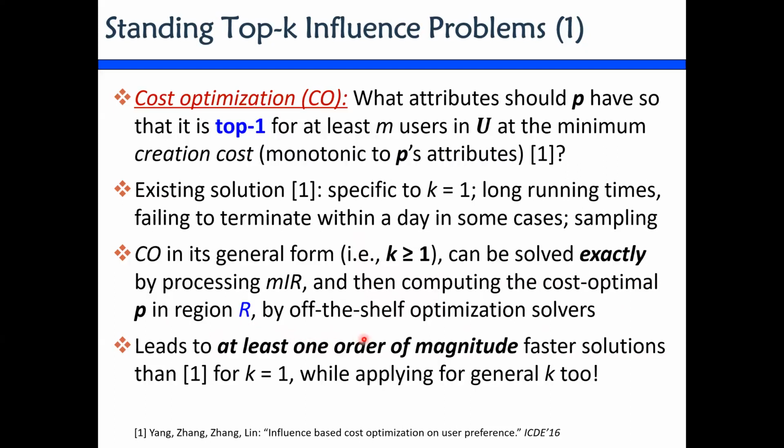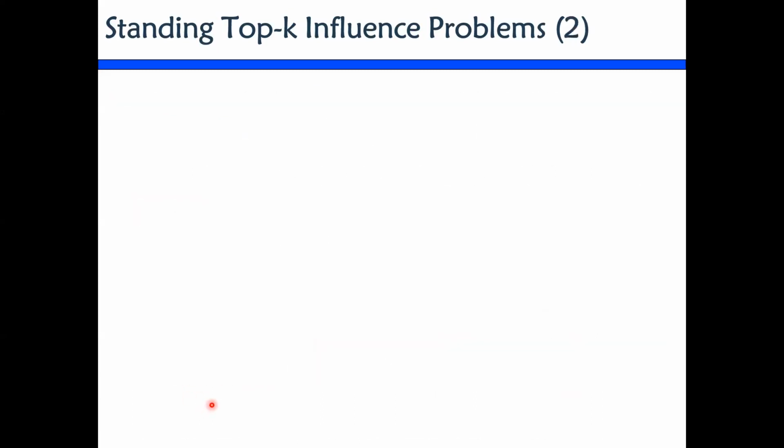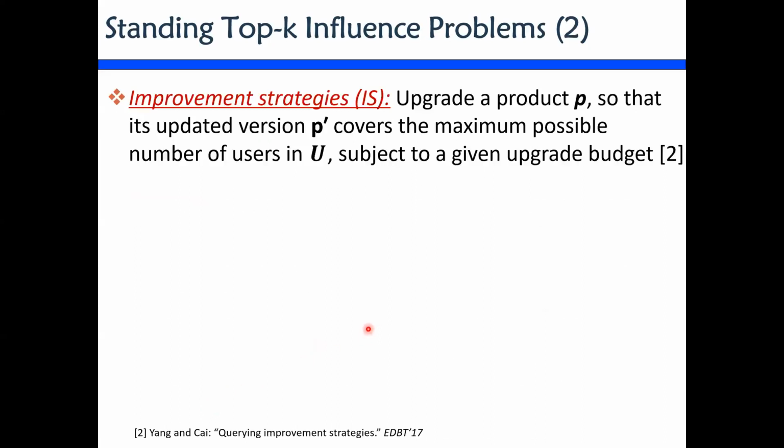Actually, not only is this approach exact, not only does it apply for general K, but even for the narrow K equals 1 case, it is at least one order of magnitude faster than the exact solution in the original paper that proposed the problem. The second top K influence problem that we apply to is the IS problem.